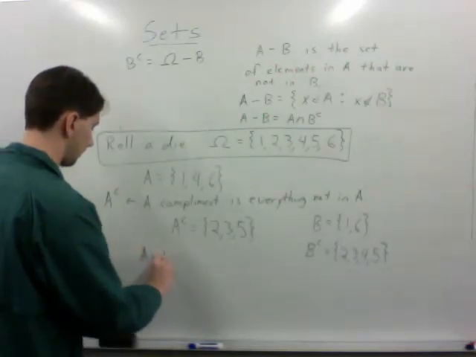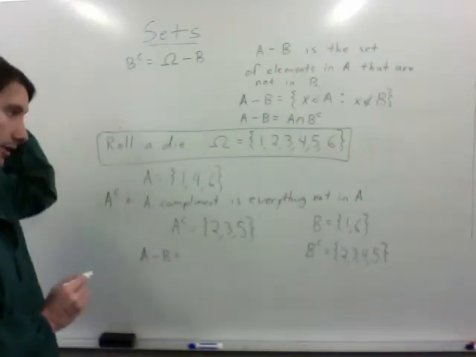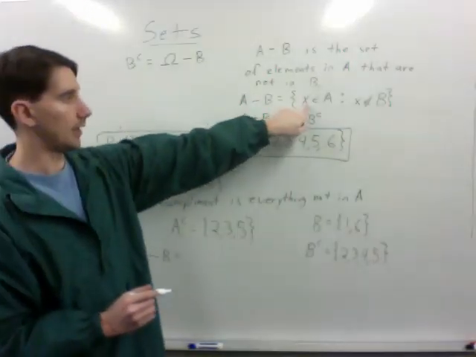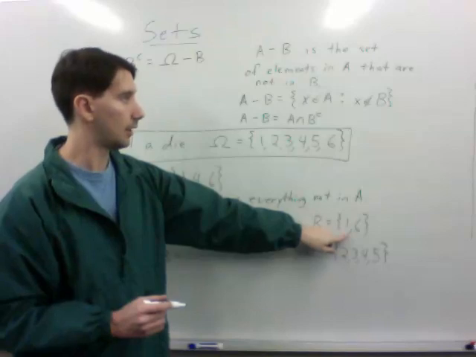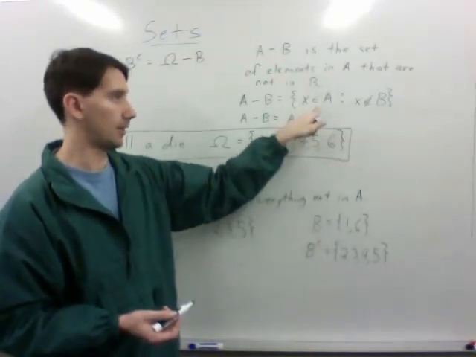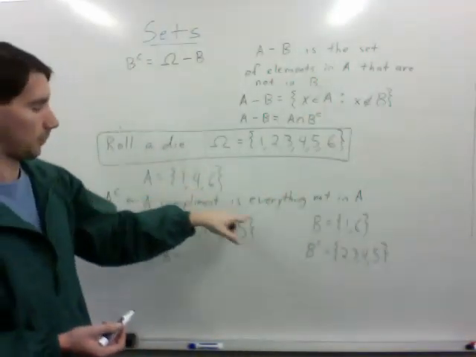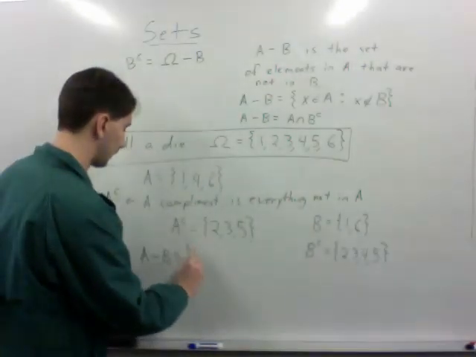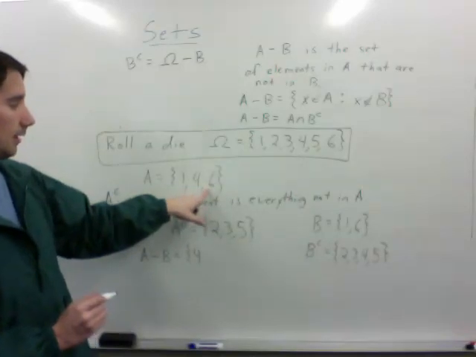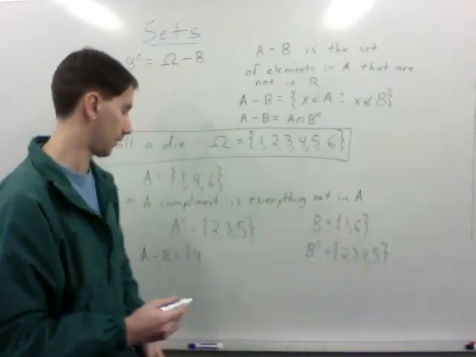So if we take A minus B, well, we take A, stuff that is in A, but not in B. So 1 is in A, and 1 is in B, so we don't count 1, because it's only things in A that are not in B. 4 is in A, 4 is not in B. Well, that satisfies the rule, so we would count 4. And 6 is in A, but 6 is also in B, so that doesn't satisfy the rule.